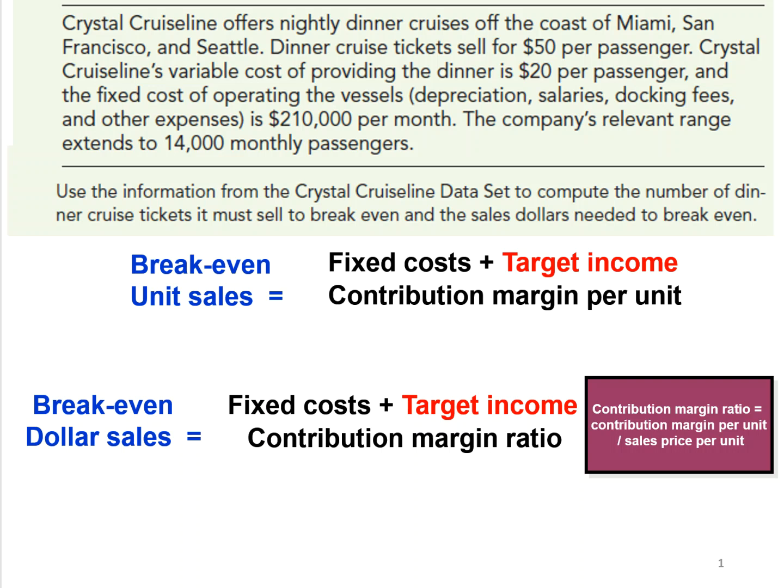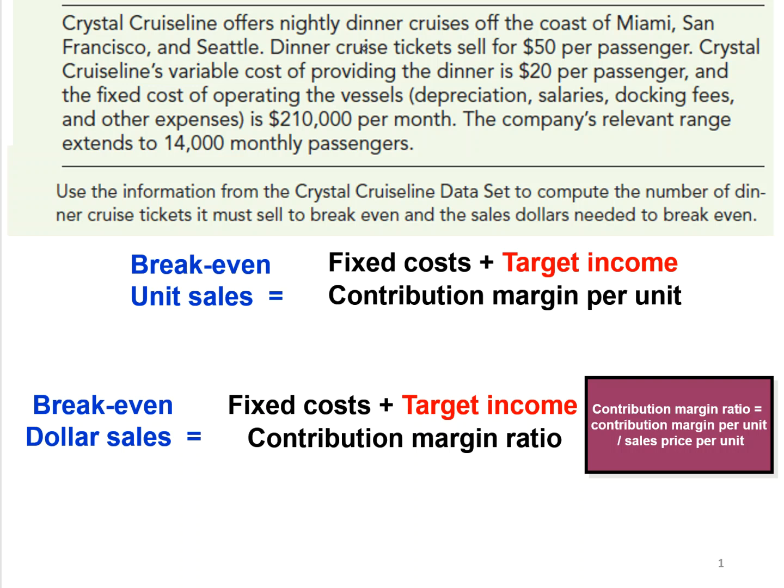So let's take a look at how we can use contribution margin to calculate break-even sales and break-even sales dollars. So we know how much we need to sell in order to just break even. That's a really good number for a lot of business owners. So back to our cruise line example.